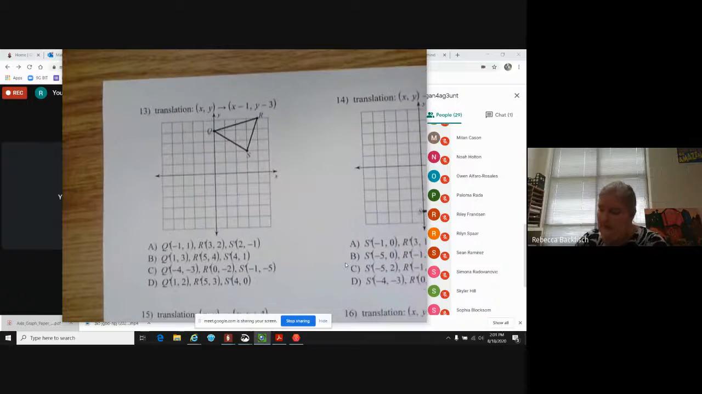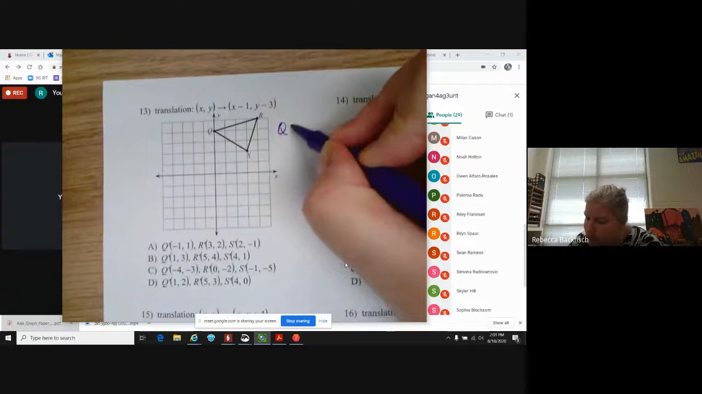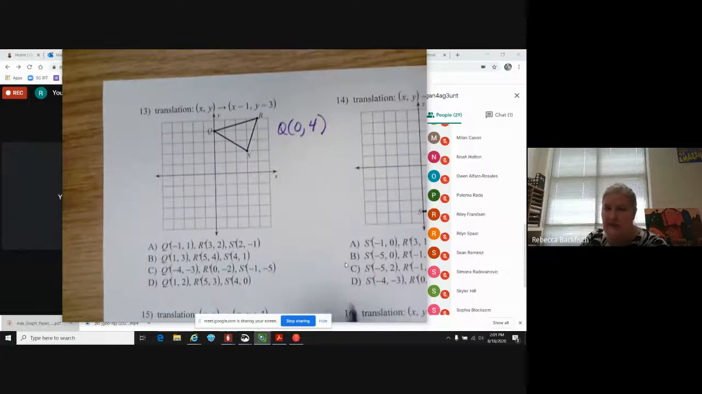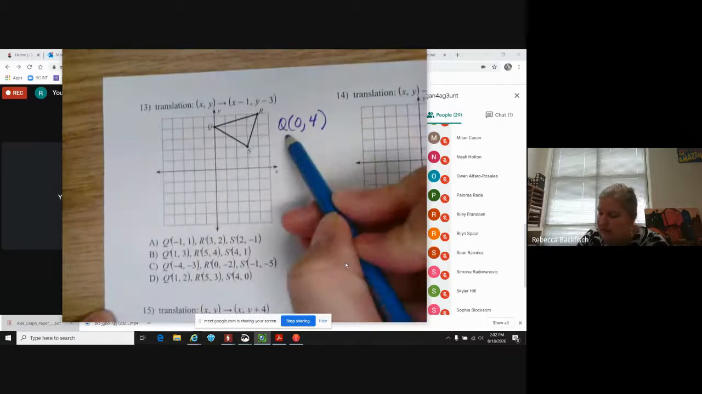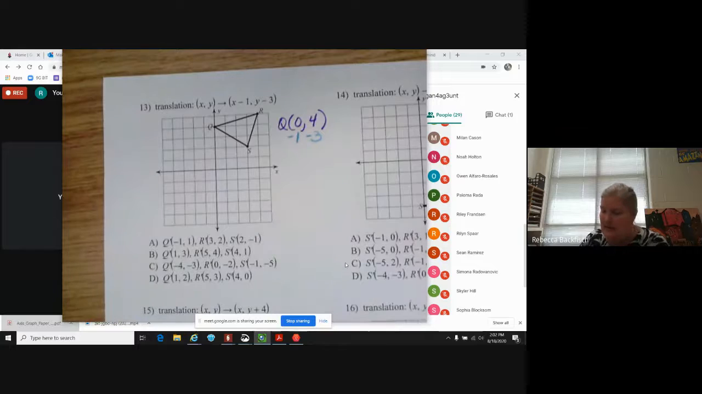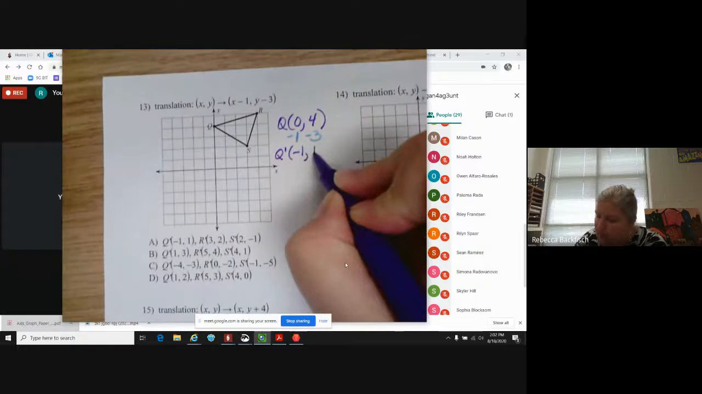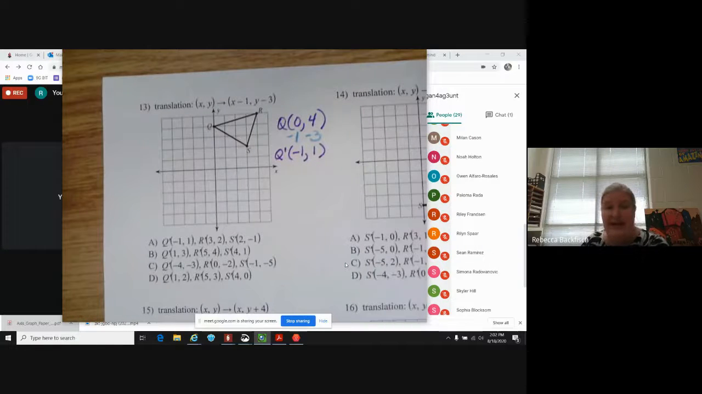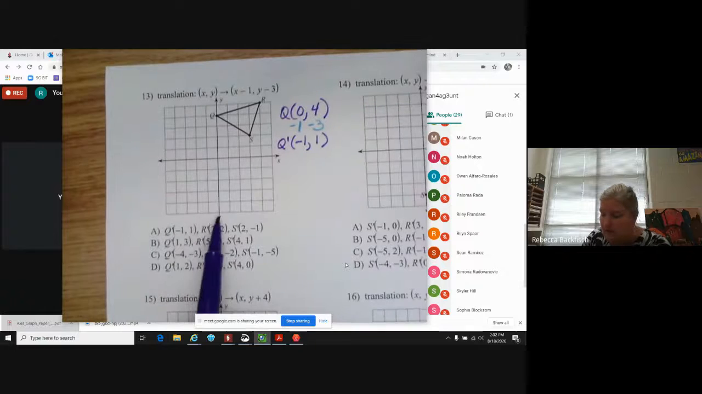So for instance, Q is at 0, 1, 2, 3, 4. Q is at (0, 4). This rule for this translation, and a translation is just a slide, it's not going across a line, it's just sliding over, says subtract 1 from the x, subtract 3 from the y. So I'm going to do that, and I'm going to get my new Q, or Q prime, at (-1, 1). I could do that with every single point, but if you look at the answer choices, this is the only one that has a Q value of (-1, 1). So that must be correct.